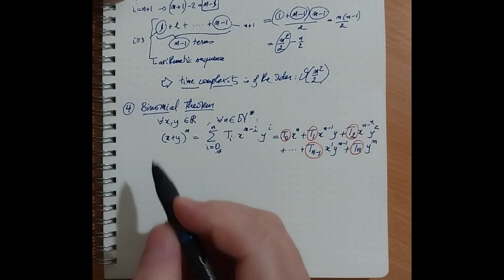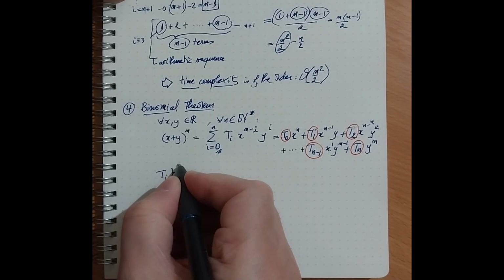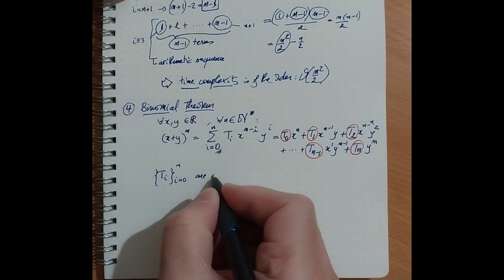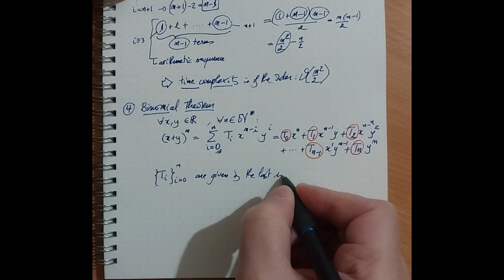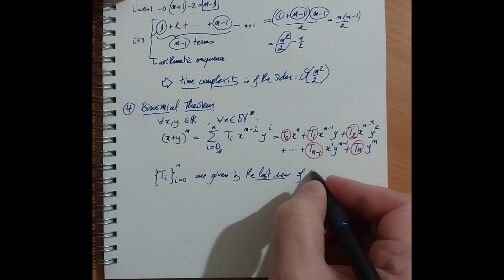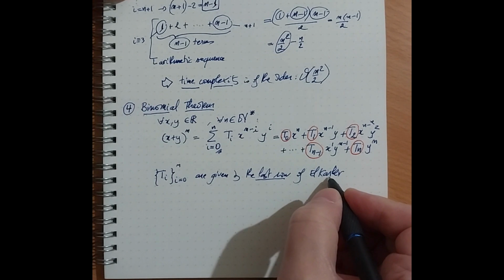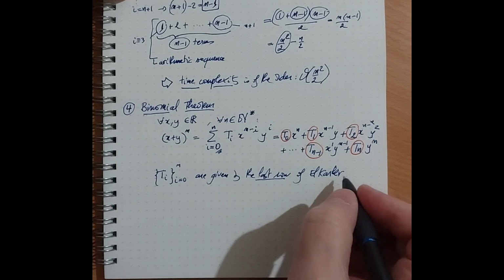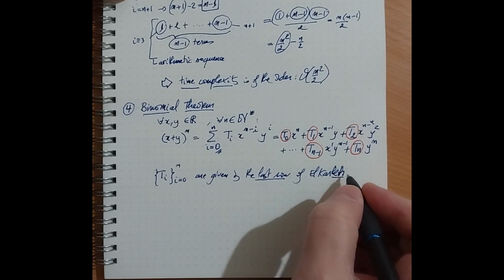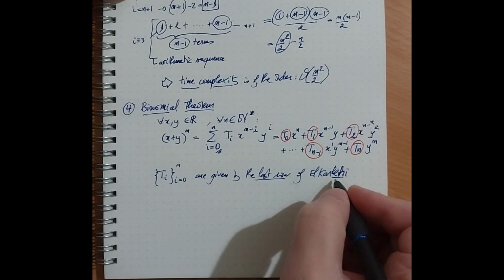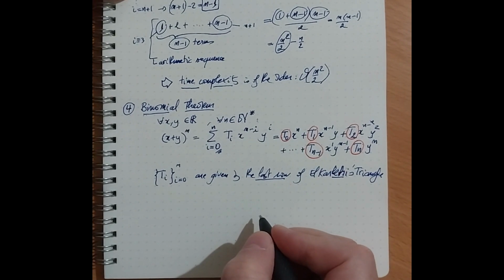So let's write that here. The ti, i from 0 till n, are given by the last row of Elkarkhi's triangle, with h. Kha is not in English. So we say KH, Elkarkhi. Elkarkhi's triangle. Okay, what does that mean?